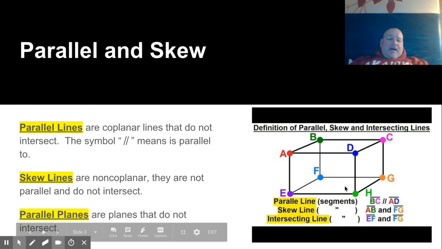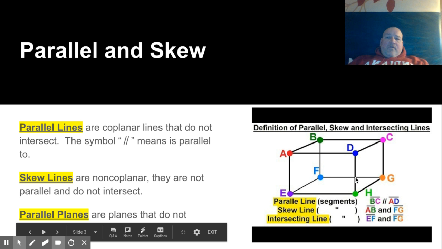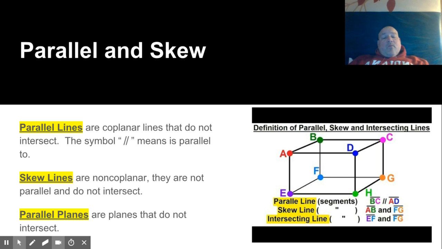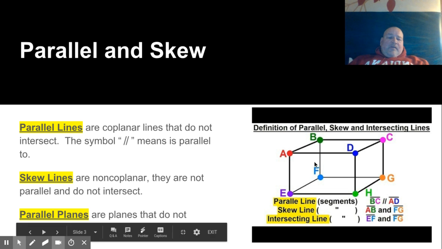And intersecting lines would be something like EF and FG. Of course, intersecting lines intersect in exactly one point. If you think about parallel planes, planes that don't intersect would be like the top and the bottom faces of the box, the left and the right faces of the box, or even the front and the back.